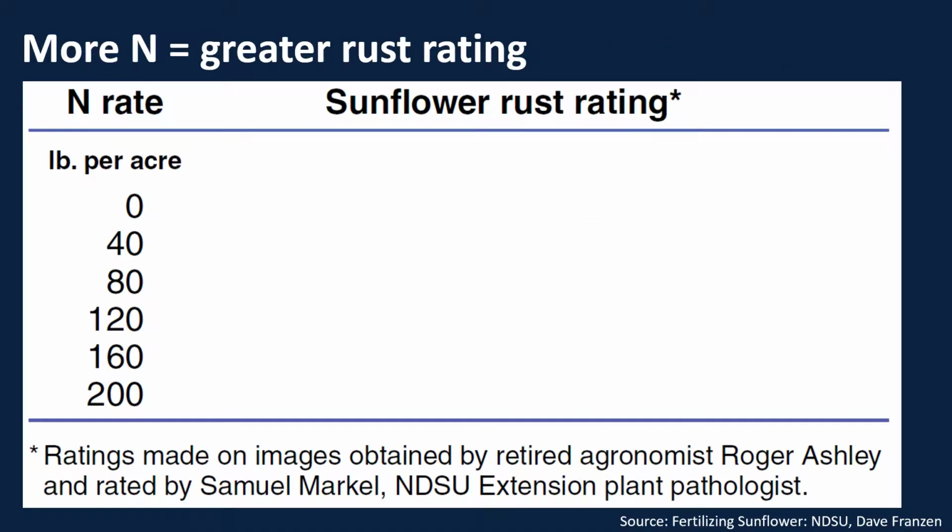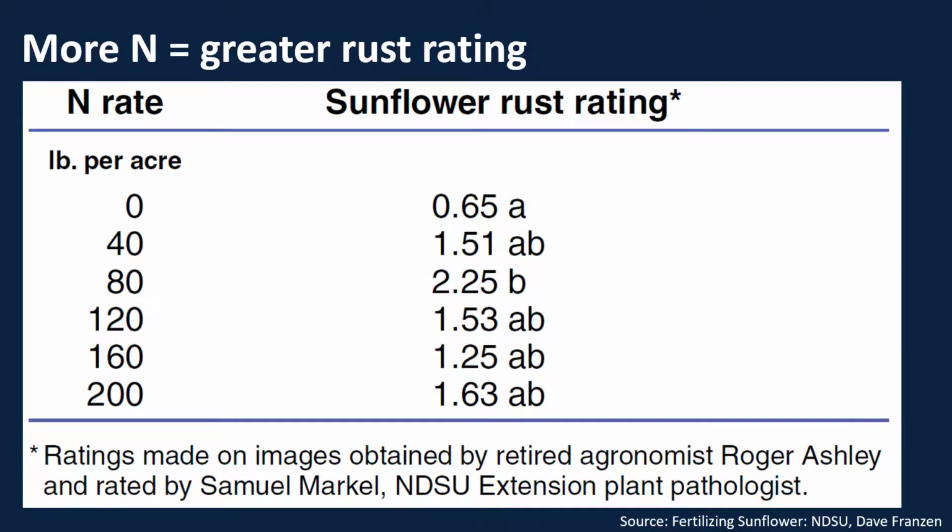Next, we're going to look at nitrogen fertilization effect on sunflower rust ratings. This is another example that's coming from North Dakota's research as well. And here we have in our first column pounds per acre of nitrogen that was applied, and then a sunflower rust rating. We're going to see how those sunflower rust ratings change as we increase the nitrogen fertilization rate. And here we can see a general increase going from 0 to 200 pounds per acre, the higher the rating, the more severe the rust on the plant.